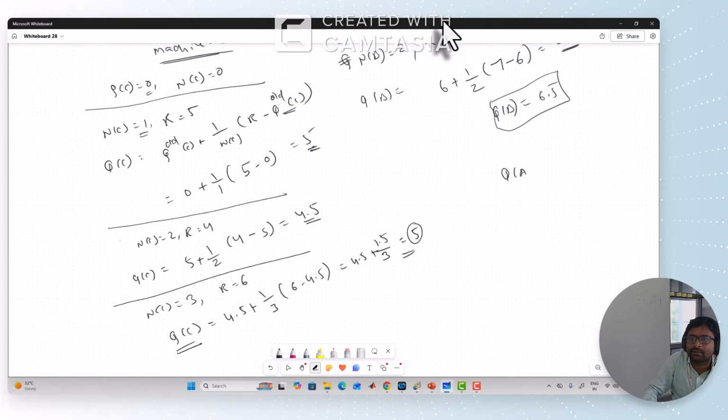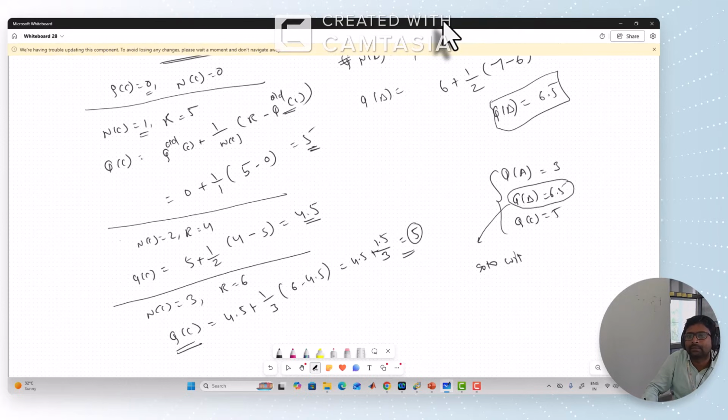So the estimated return by A is equal to 3. Estimated return by B is equal to 6.5. Estimated reward by C is equal to 5. So out of all these estimations, the maximum is for machine B, it has the maximum reward. So we will suggest the player to go with machine B.